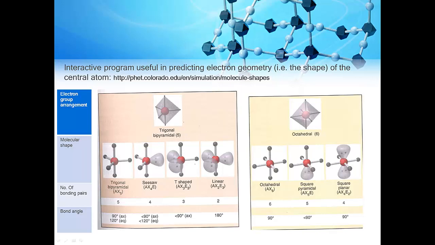All right. We also have octahedral. Octahedral if one of those is replaced by a lone pair. Now we've got square pyramidal and square planar.